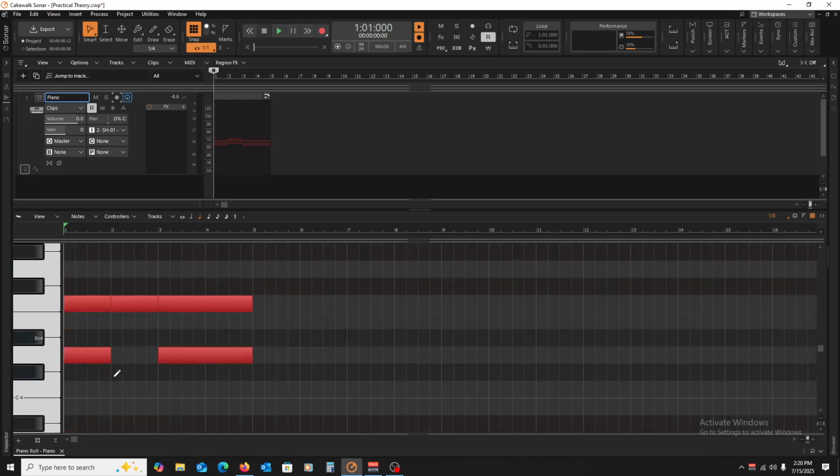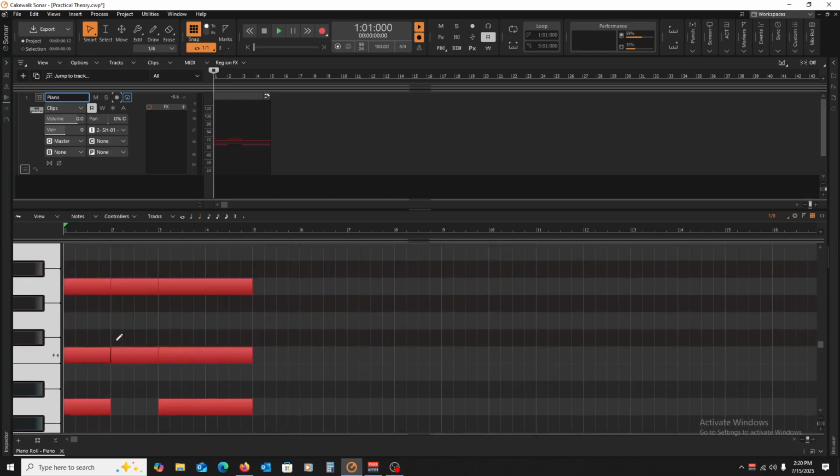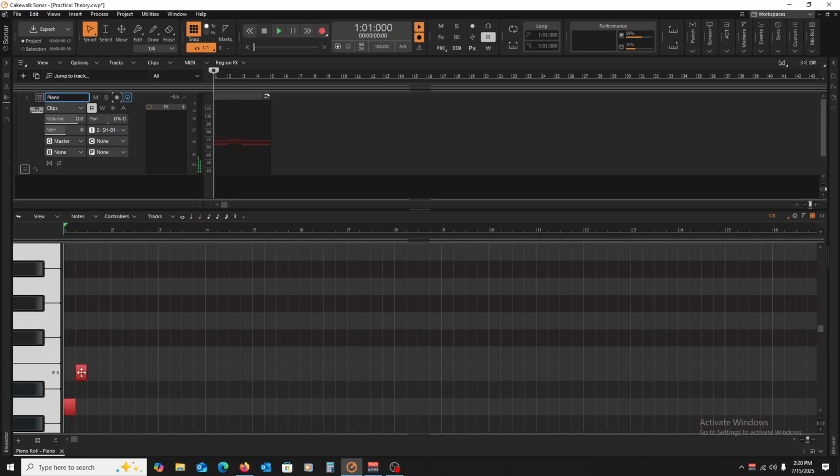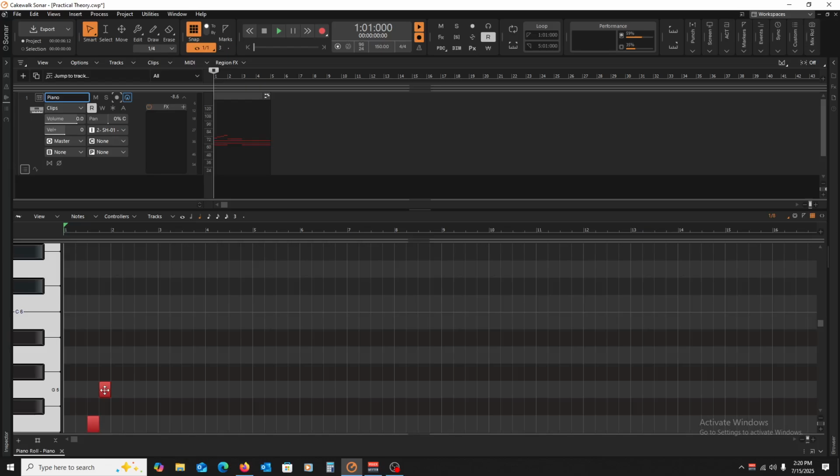So we still have the same interval. We're doing a 1 to a 3, but instead of starting on C, we're starting on D minor. Now we're using all the same notes because we're still in the key of C.